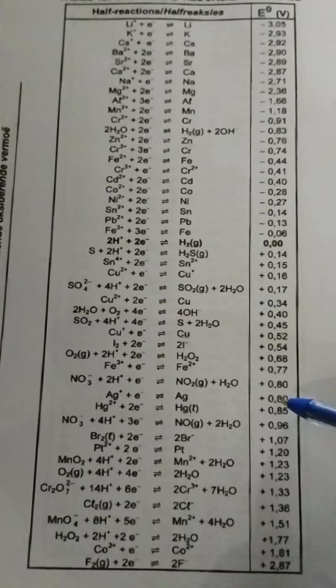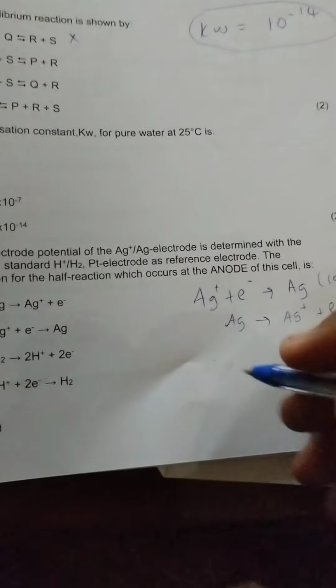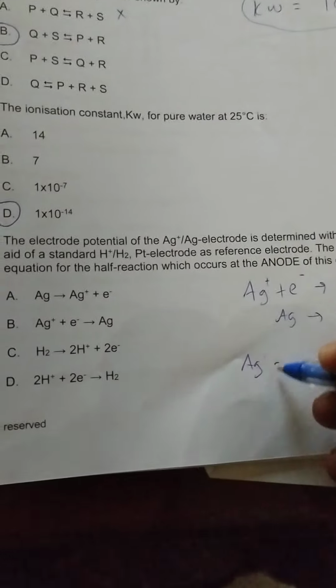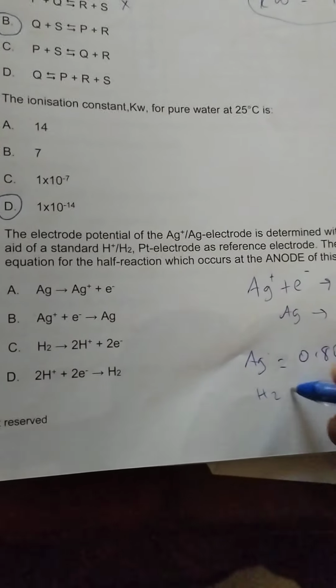Let's go and find hydrogen. Yeah, that's hydrogen there. It's 0. Okay. Ag is 0.8 on the table. And then hydrogen, we know it's 0. So this will become way easy now. So we know that Ag is giving us 0.8. So you end up getting 0.8 V from Ag, and then the hydrogen one is giving us 0.